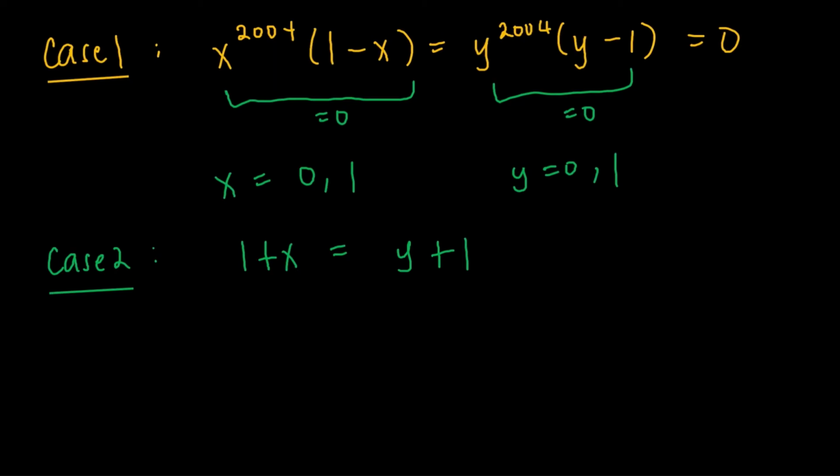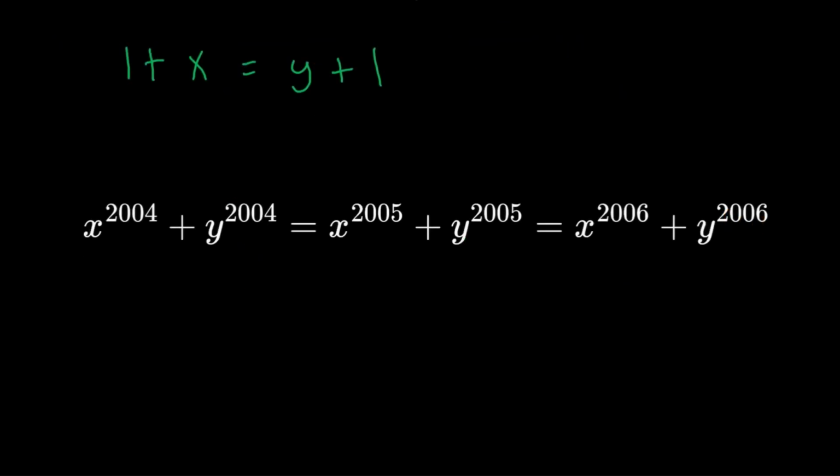Now, obviously, I could pair up the x and y. So technically speaking, I'll have 4 solutions from case 1: (0,0), (0,1), (1,0), and (1,1). Everything else is going to be part of case 2. In case 2, we have 1 plus x is equal to y plus 1. This gives us x equals y, which we could substitute into the original equation. Let's say x and y are both equal to a certain real number k.